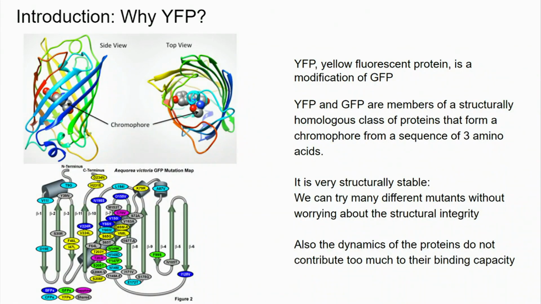Yellow fluorescent protein and green fluorescent protein are members of a structurally homologous class of proteins that form a chromophore from a sequence of three amino acids. So it's very structurally stable. We can try many different mutants without worrying about structural integrity, and the dynamics of the proteins do not contribute too much to their binding capacity. This is the plot of which site you mutate in the protein, and it will change to the yellow fluorescent protein, the cyan fluorescent protein and the blue fluorescent protein.